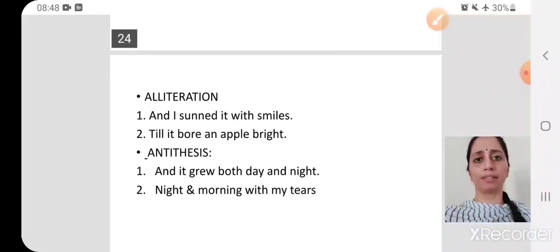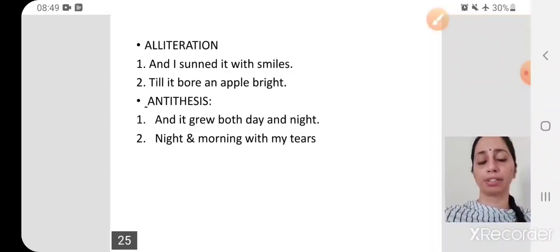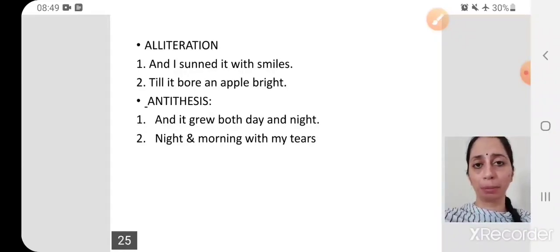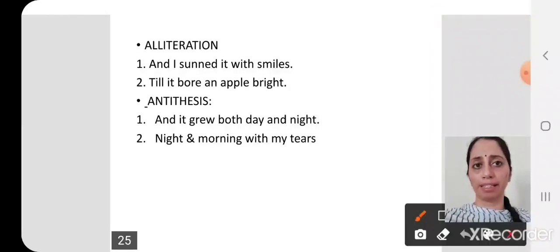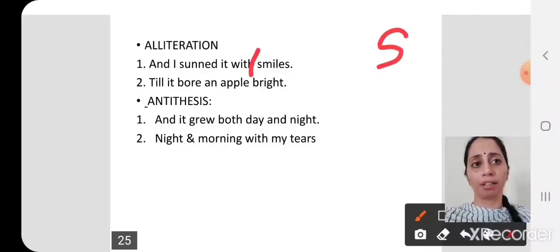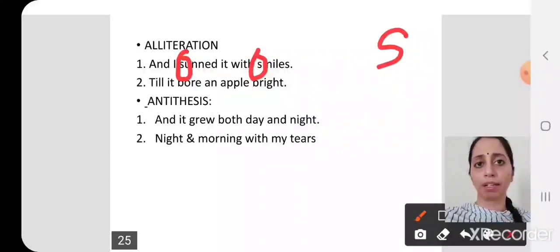Moving on to the next figure of speech, that is alliteration. When words are repeated, the figure of speech is repetition, and when the sound is repeated, the figure of speech is alliteration. Okay. Now, "And I sunned it with smiles." So here the sound of S is repeated. Look at the word smiles. Look at the word sunned. So the sound of S is repeated. The figure of speech is alliteration.